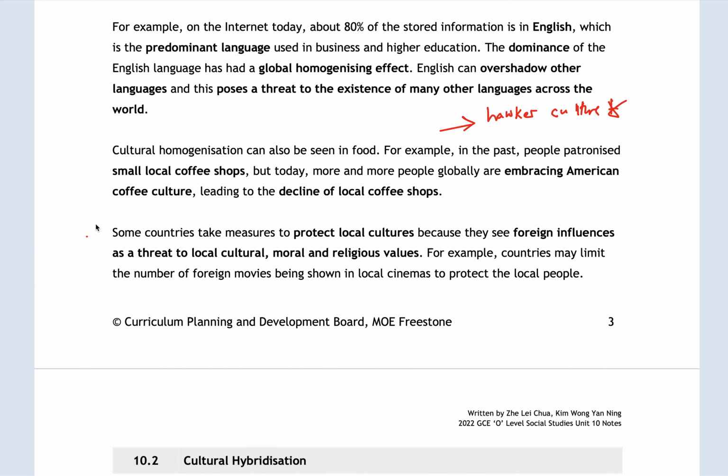Okay, so because of the threat of this homogenizing effect on a country's culture, a lot of governments do take strict measures to protect local cultures, especially when it comes as a threat to cultural, moral, and sometimes religious values as well. For instance, there are some countries who limit the number of foreign films that can be shown in the local cinemas, just to protect the local people.